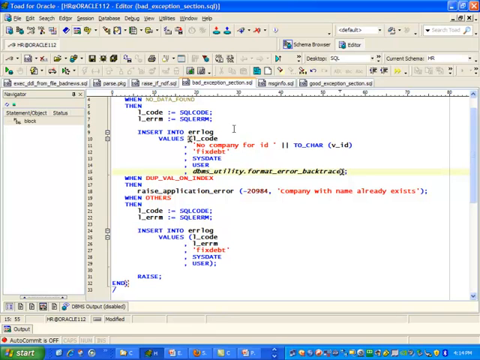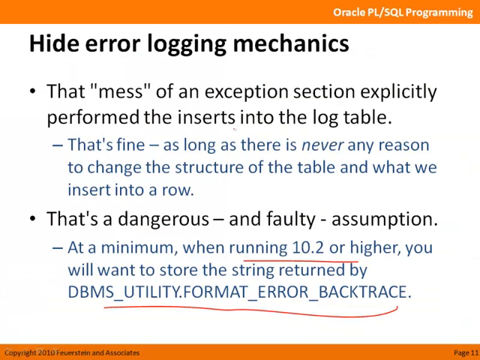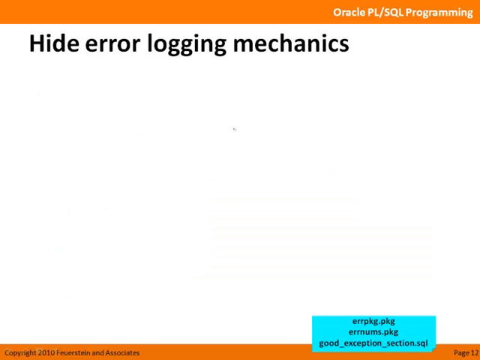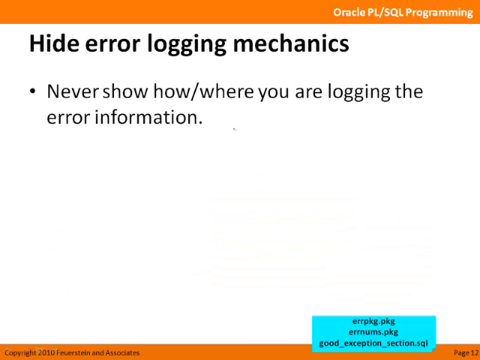The problem of exposing the mechanics, of showing everybody how I'm doing the logging, is that if there's ever any change, I don't want to log to a table anymore. I want to log to a file. I want to add more information into my logging mechanism. Then it's virtually impossible to do it. And what you really want to do is hide everything. Hide your error logging mechanics. Never show how it's being done.